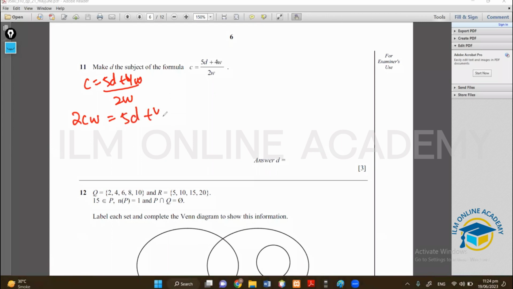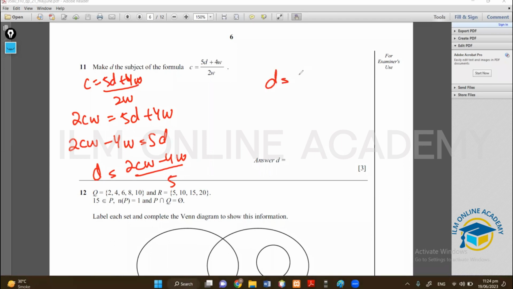Then 5D plus 4W. Then I have to make D the subject, so D should be kept alone on one side. So 4W would be subtracted here. 2CW minus 4W equals 5D, and then D equals 2CW minus 4W over 5.